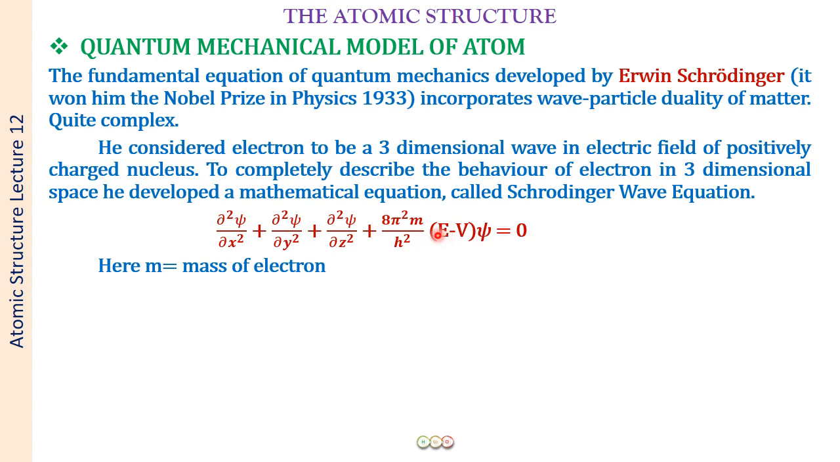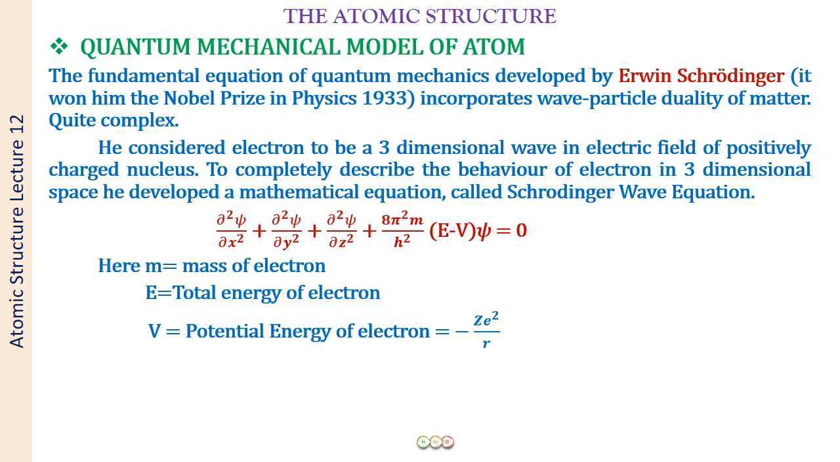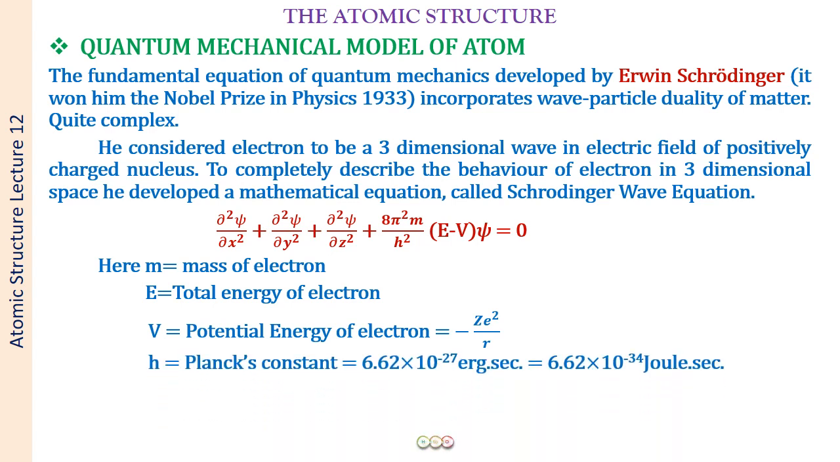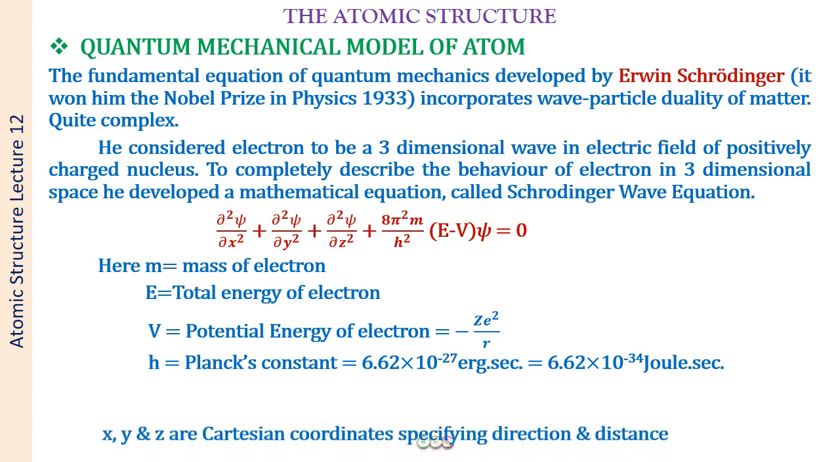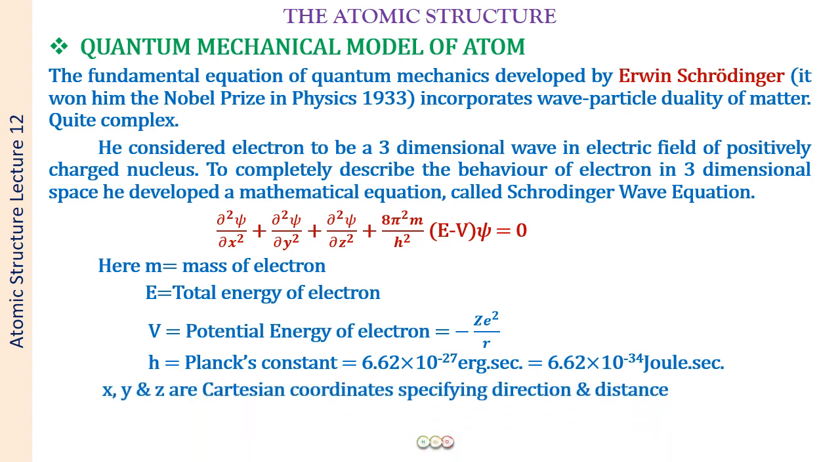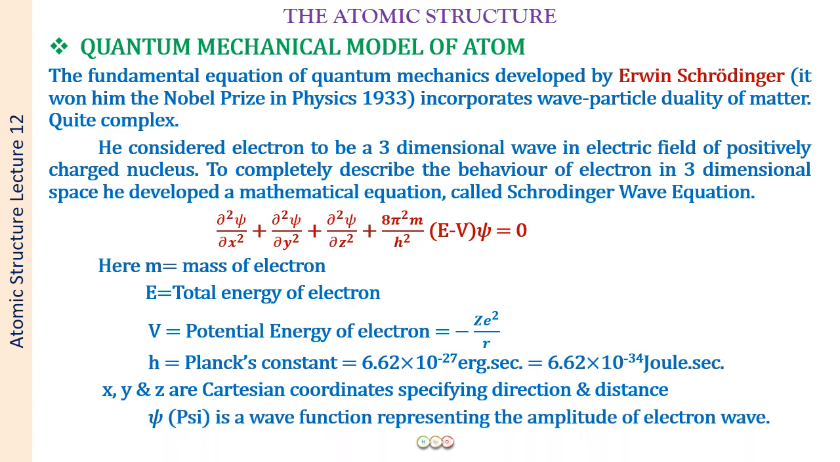So m is the mass of the electron. Then E is the total energy of the electron. V is the potential energy of the electron, which is minus Ze square by r. And h is Planck's constant. Fine. So x, y, z are the Cartesian coordinates specifying the direction and distance. And psi is a wave function representing the amplitude of the electron wave. So let us discuss this a bit more.